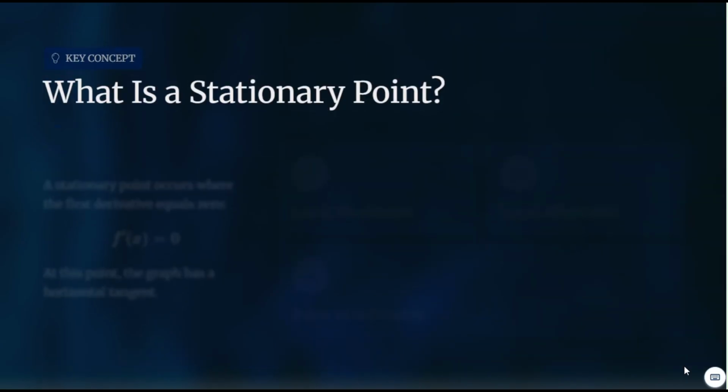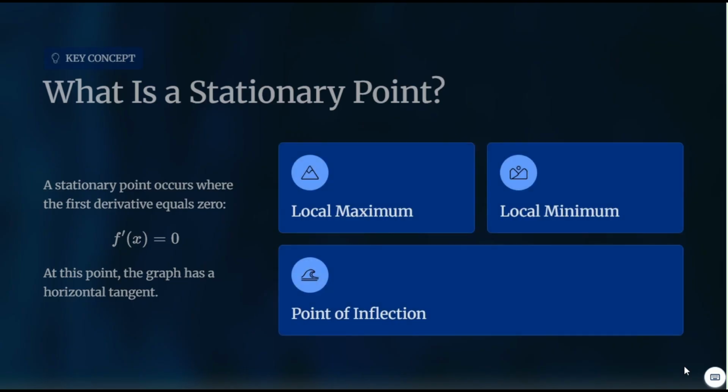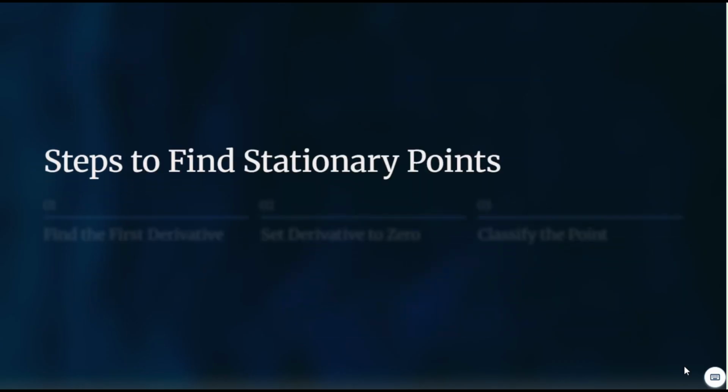What is a stationary point? A stationary point occurs where the first derivative equals 0, that is f prime of x is equal to 0. At this point, the graph has a horizontal tangent. It could be a local maximum, it could be a local minimum, or it could be a point of inflection.